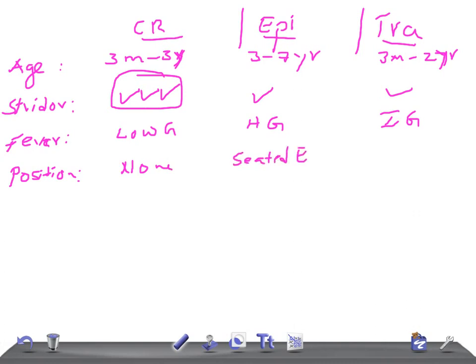Extended neck, this is really very important, and this doesn't have the significance over here in tracheitis. Now let's talk about the onset, how it starts.